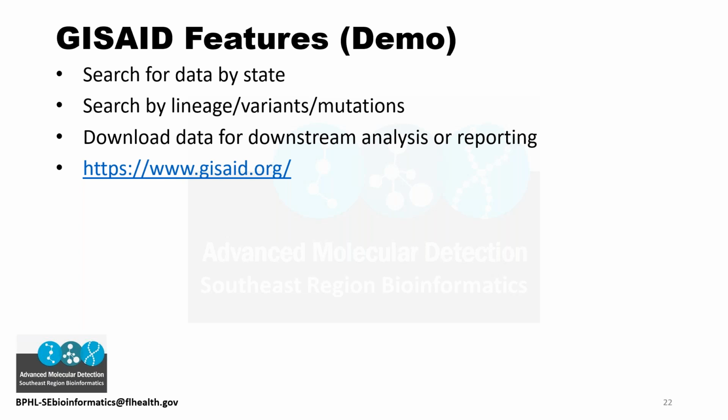You can also get the same information from NCBI, but I've just been more familiar with GISAID from the get-go. You can also download data for downstream analysis from GISAID, both the FASTA files as well as the metadata, and usage reporting. So we'll go into that.